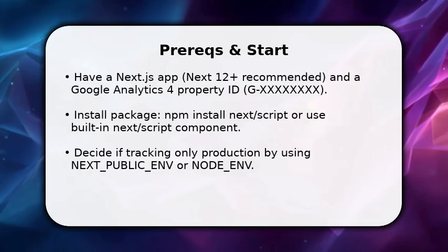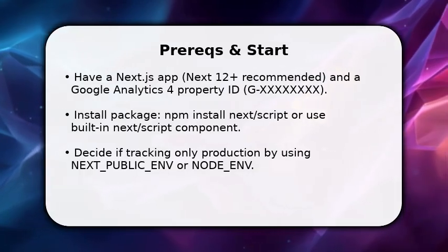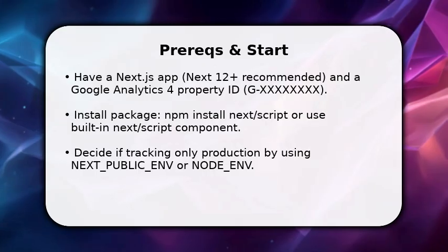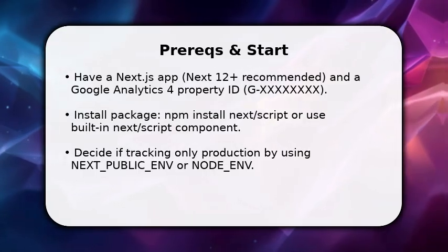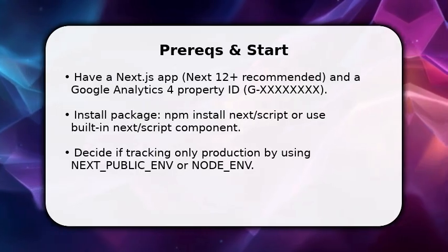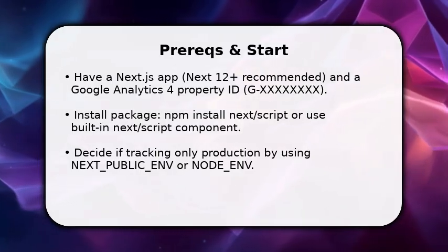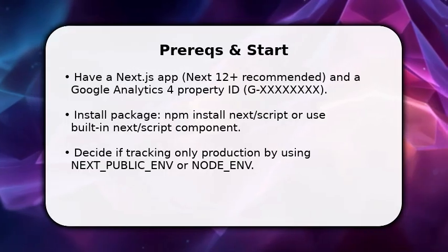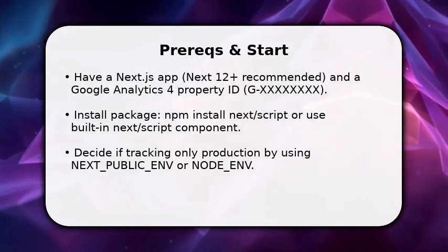Enjoy the video. You have the app and a GA4 property ID. Now begin. First, add next/script to your project and store the GA ID in NEXT_PUBLIC_GA_ID. Once done, create a tiny analytics util to initialize GA with gtag and a page view helper. Use environment flags so you don't send dev traffic to GA.